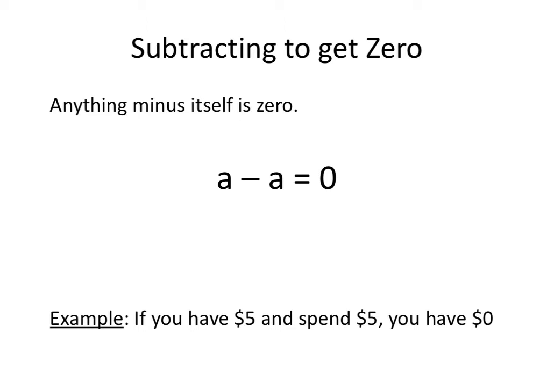So we need to understand anything minus itself is 0. This example is pretty good. Again, I like the money examples. You have $5, you spend $5, how much do you have? $0. That makes sense, hopefully.